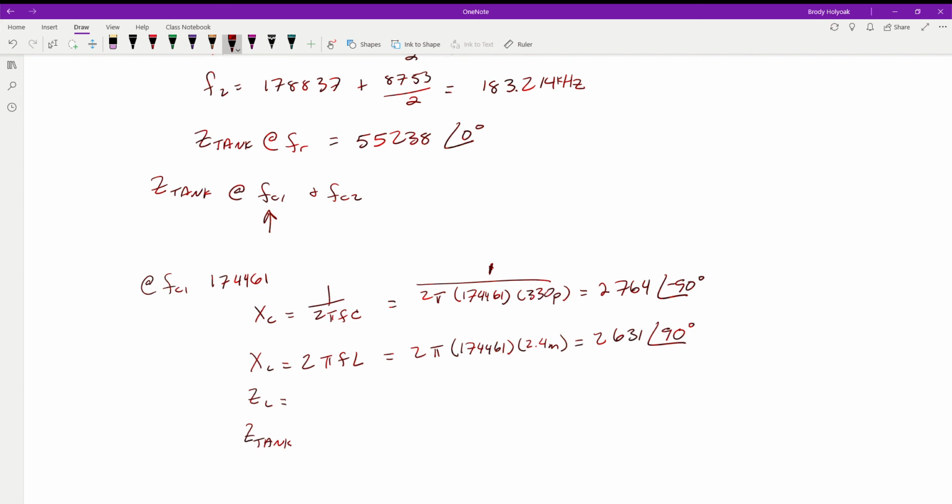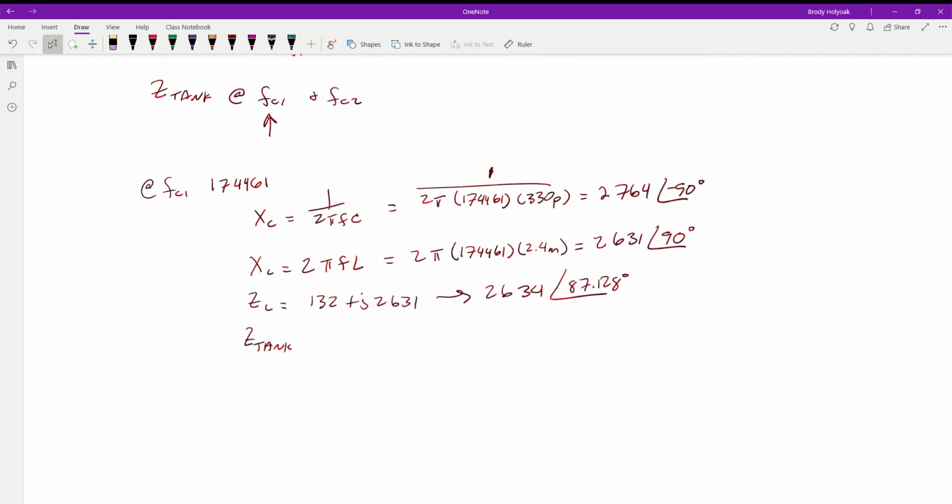So now we have to come back and look at the impedance of this inductor, and that's going to be the 132 plus J of 2631. We put that into polar. That's going to come out to be 2634 at an angle of 87.128 degrees. So now we got all this work done and we can finally solve for the tank circuit impedance.